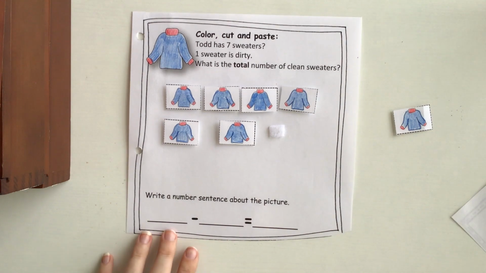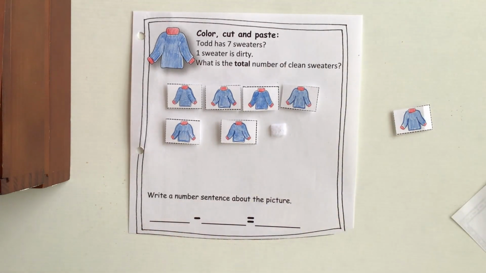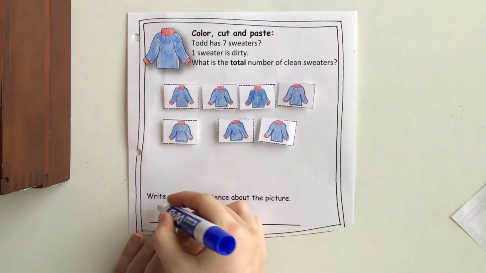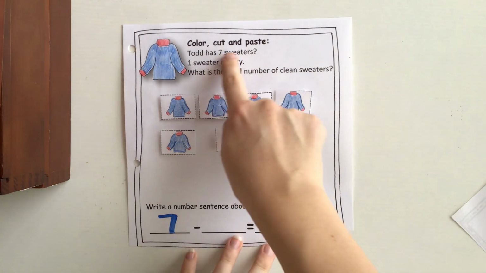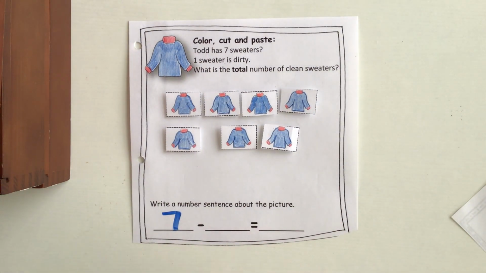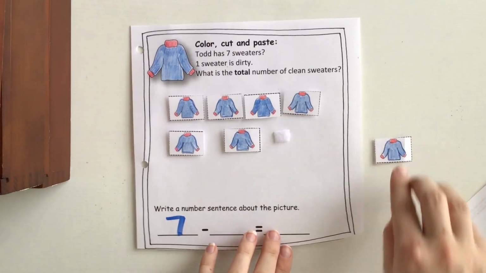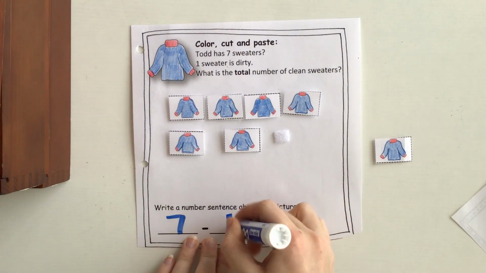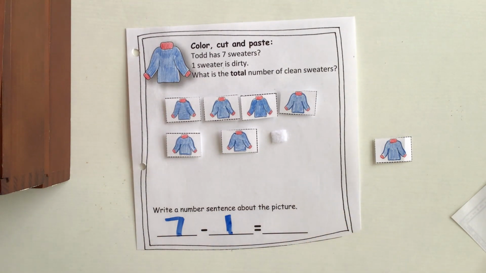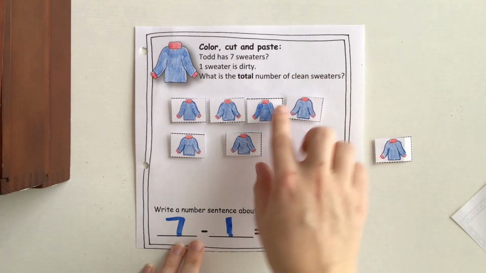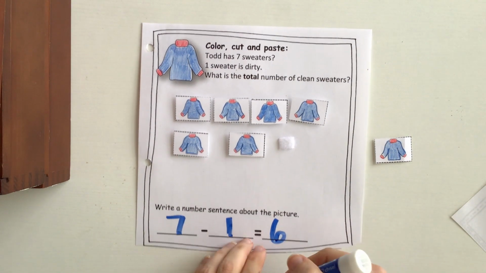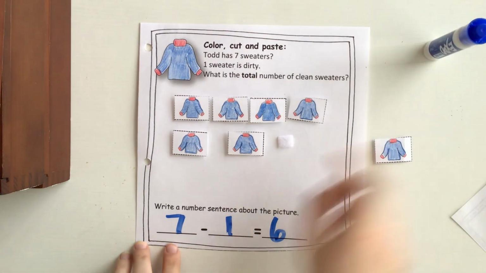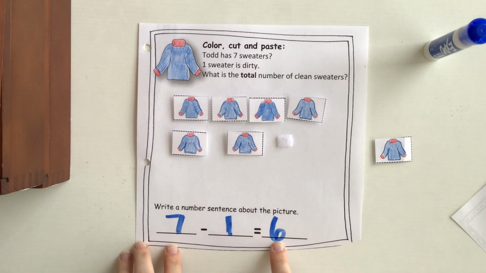And to write this in a number sentence, we're going to write the total number of sweaters we had to begin with, 7, because Todd has 7 sweaters. Then we took 1 away, the dirty one, so 1. And the total number of clean sweaters, which is what's left, is 6. 7 minus 1 equals 6.